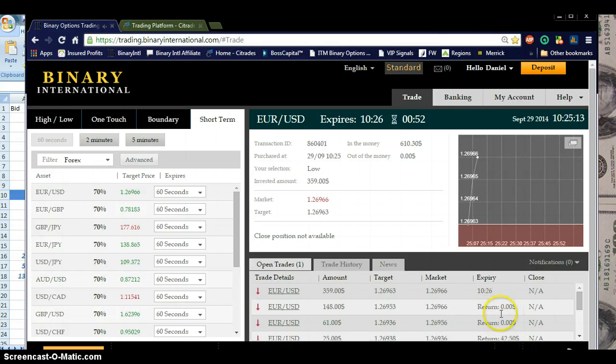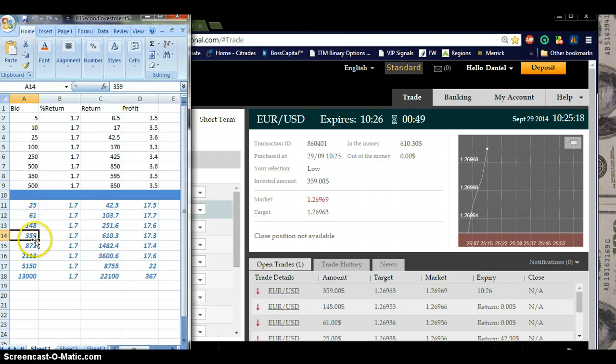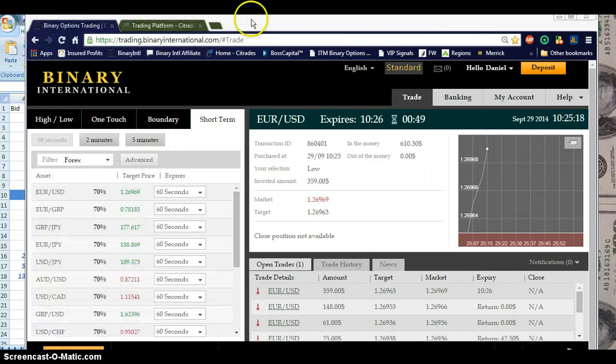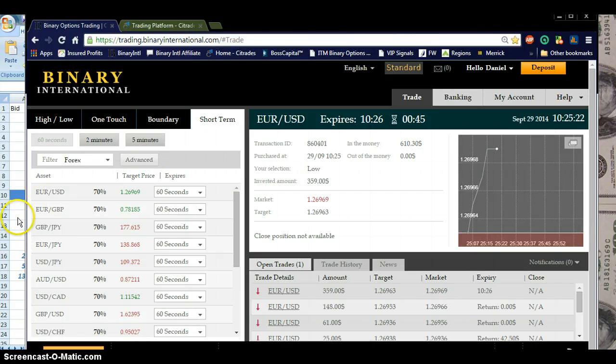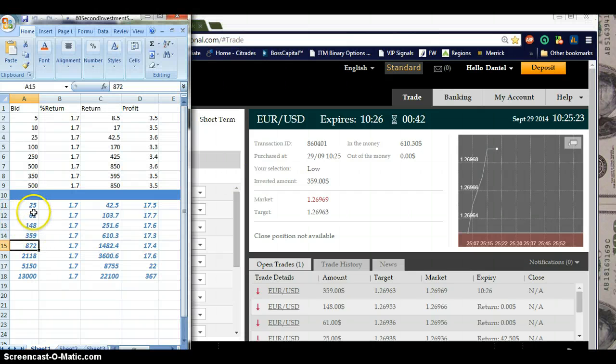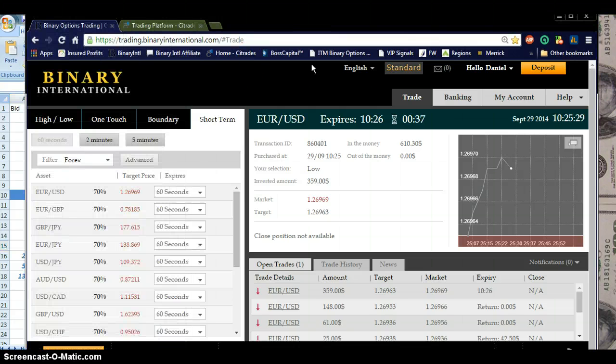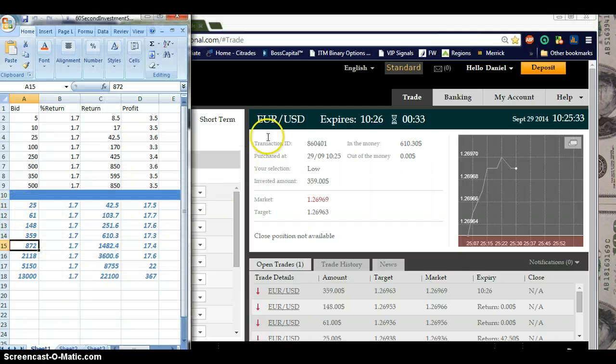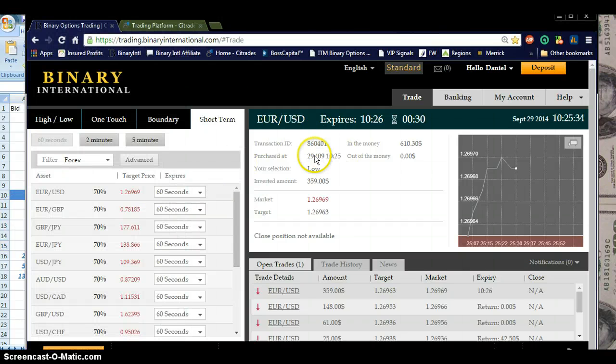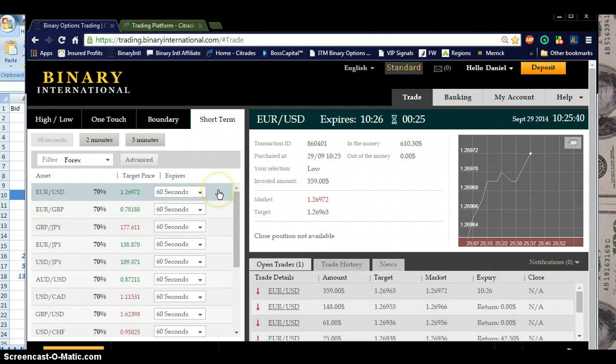Alright, so 2 losses on this one. Hopefully we win on the third one. If we don't, I go to the next one, which is 872. Normally would have been 359, but my initial start was 61 because we were in the money on that one. I wasn't sure we were going to be, so we're going to be 872. Okay, 872 in case we're out of the money. We're on this one here. Looks like we're going to be out of the money again.